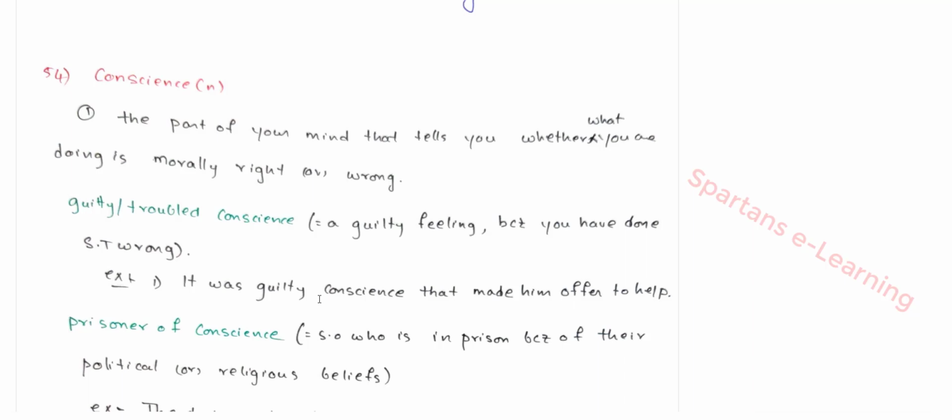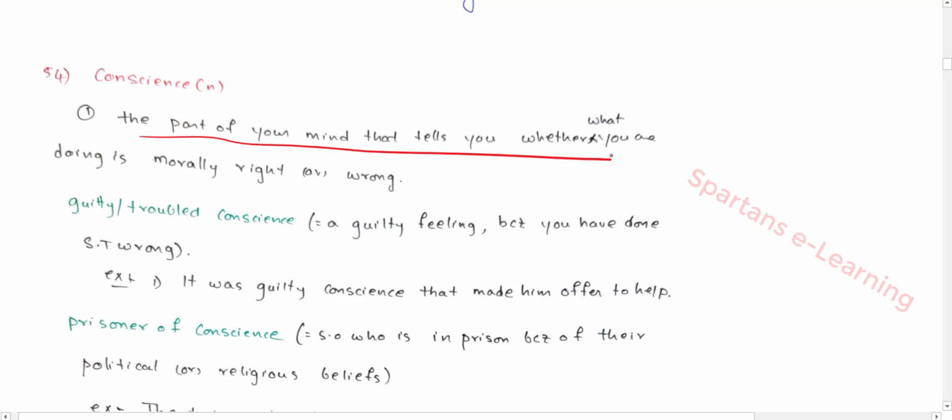Conscience is a noun. Conscience means the part of your mind that tells you whether what you are doing is morally right or wrong. That is conscience. Similarly, you have very good usages for conscience, phrasal verb kinds of things. Whenever you use these in your AVA section or in your essays, it will be very effective and you will definitely have some edge over others.